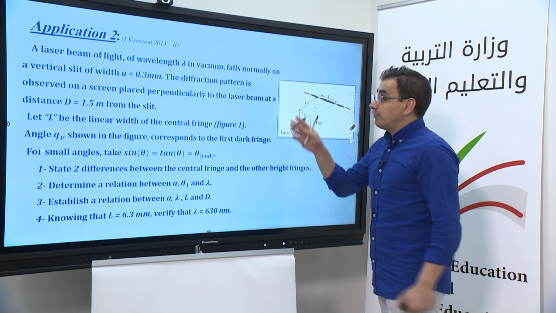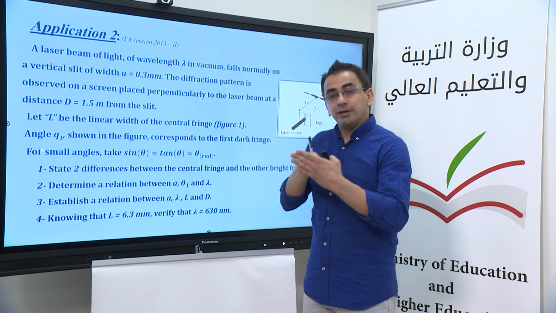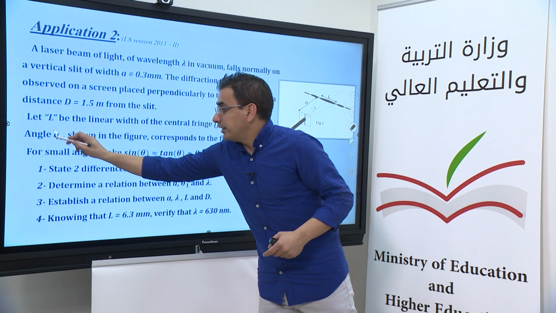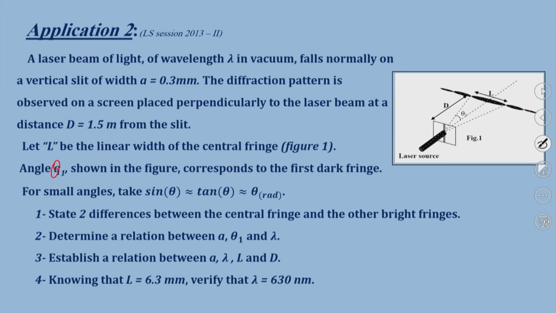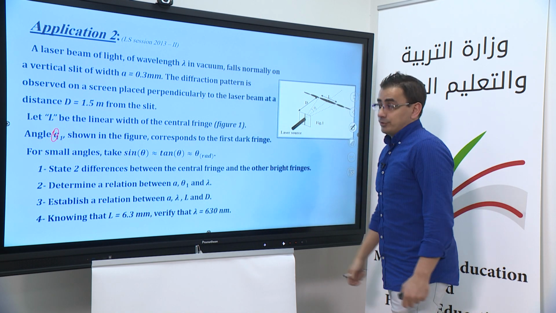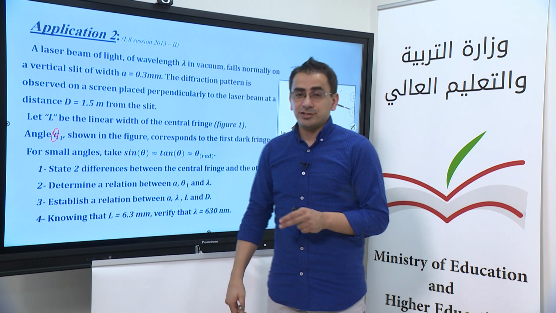A laser beam of light of wavelength lambda in vacuum falls normally, meaning perpendicular, to a vertical slit of width 0.3 millimeter. The diffraction pattern is observed on a screen placed perpendicularly to the laser beam at a distance 1.5 meter from the slit. Let L be the linear width of the central fringe, meaning the central bright fringe. Angle theta 1. So this is the mistake that I was telling you about. It should be theta, not Q. Shown in the figure here corresponds to the first dark fringe. For small angles take sine theta equals tangent theta.